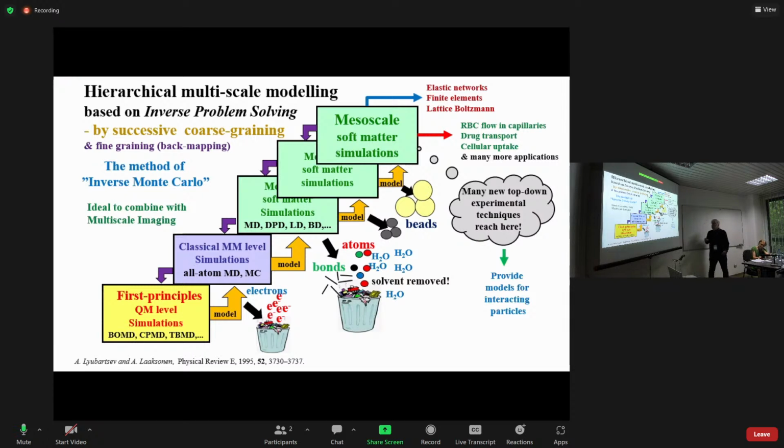So experimental techniques also, we saw many of these videos today with particles moving slowly around. They can be used to create these soft matter particles, and also the interactions can be estimated from that. And then this can be used in simulations further.